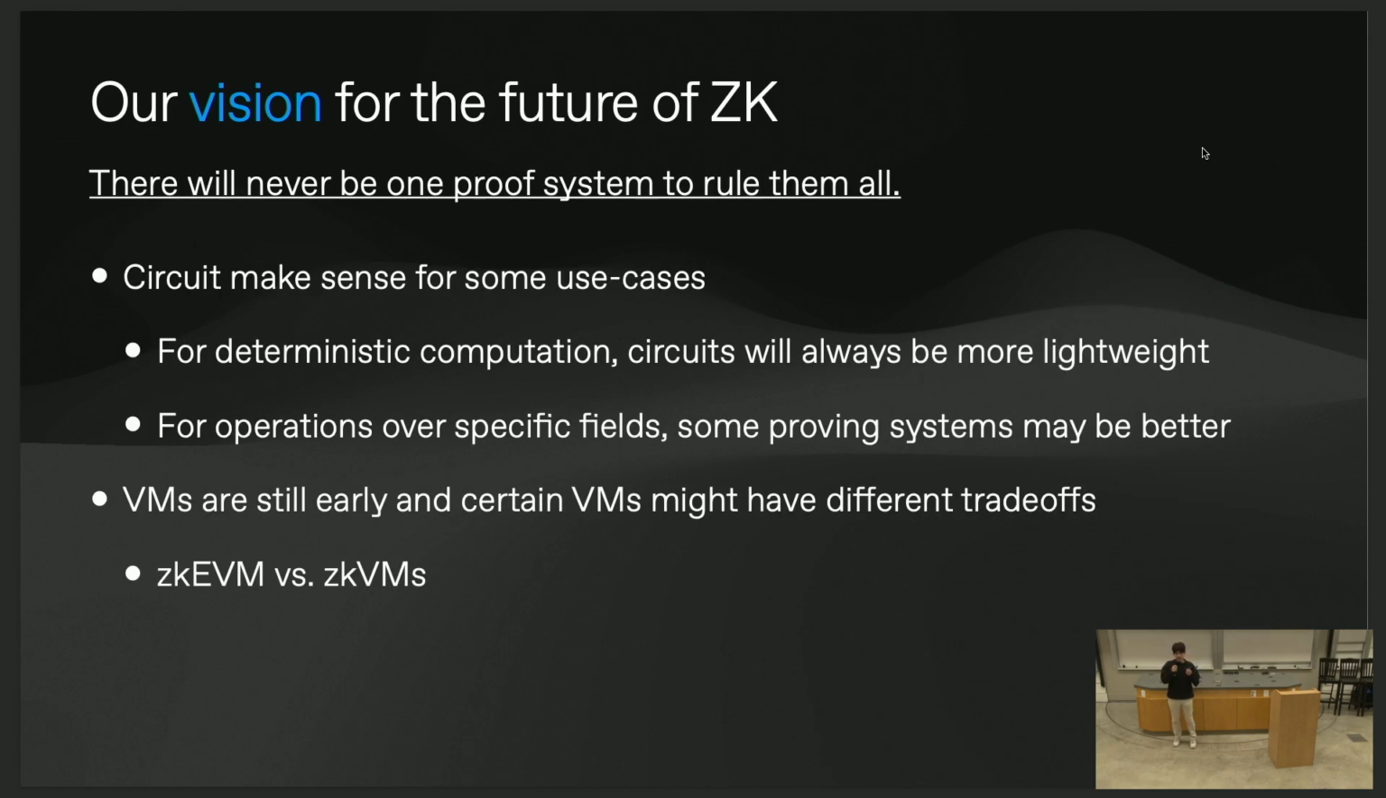Another thing that connects really well to that previous point is that I truly believe there'll never be one proof system that rules it all. Right now there is maybe this idea that in the end game, everyone will be using some sort of ZK VM, but I actually don't think this is true. I think circuits will always be more lightweight, and for deterministic computation with fixed length, circuits will always be an order of magnitude cheaper than most ZK VMs.